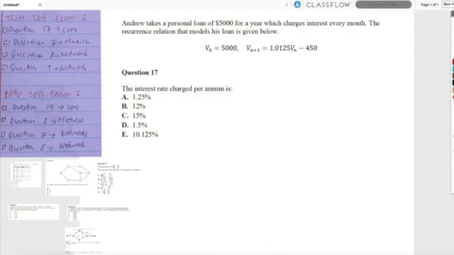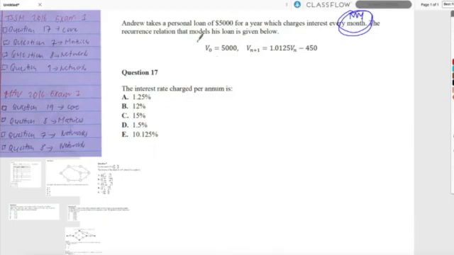First question. A core question, late core, which means it's finance. And as we know, we did well, but it's a constant area of trouble. I read the question. Andrew takes a personal loan of $5,000 for a year, which charges interest every month. Remember, very important, the recurrence relation that models his loan is given below.